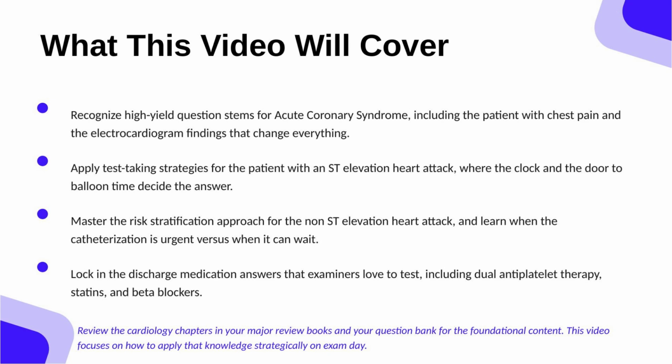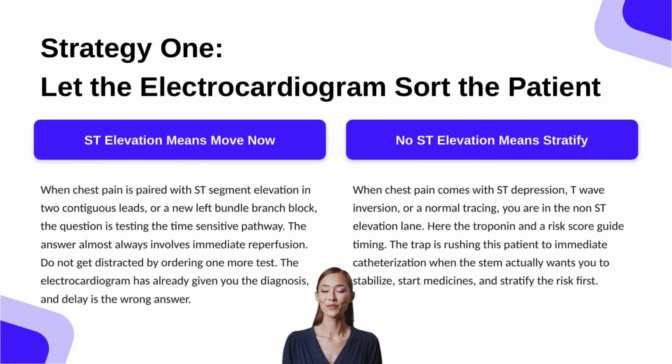Use your major review books and your question bank for the deep foundational content, and use this session to learn how to apply it under pressure on exam day. Strategy 1 is the single most important reflex for these questions. Let the electrocardiogram sort the patient before you do anything else. If you see ST segment elevation in 2 neighboring leads, or a new left bundle branch block, you are in the time-sensitive lane. The question is testing immediate reperfusion, and any answer that adds delay is wrong. Do not order one more test when the tracing has already made the diagnosis.